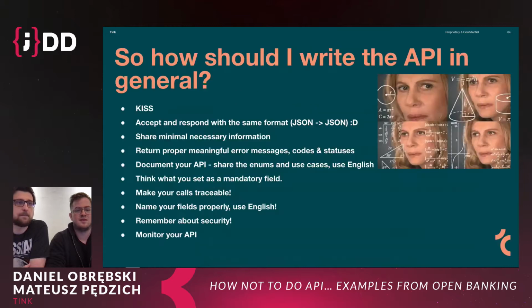So if you want to create a user-friendly, developer-friendly developer portal, please apply these success factors, which you can see on the slide. So how should I write an API in general? The first and one of the main rules is just keep it simple, stupid. Accept and respond with the same format, so JSON for JSON. Share minimal necessary information, return proper meaningful error messages, codes and statuses, document your API, share the enums, use cases, possible values, use English, think what you set as mandatory field, make your calls traceable, name your fields properly and use English. Remember about security, monitor your API.